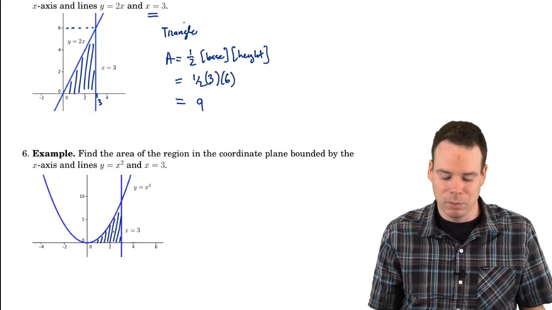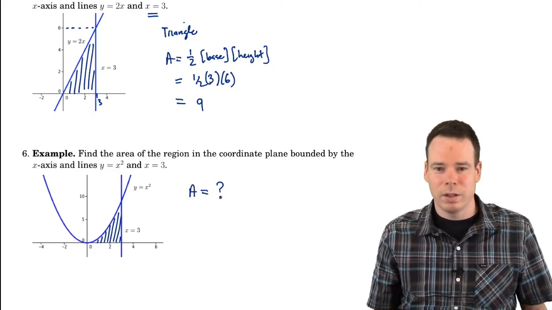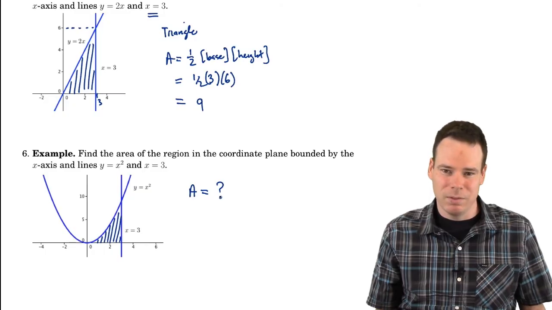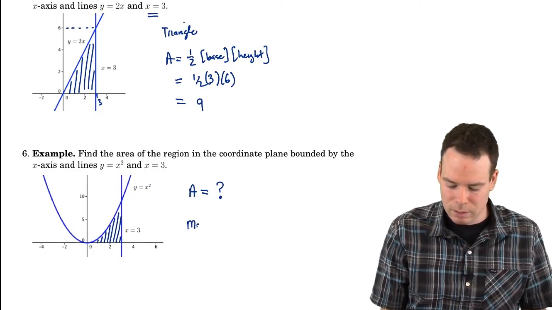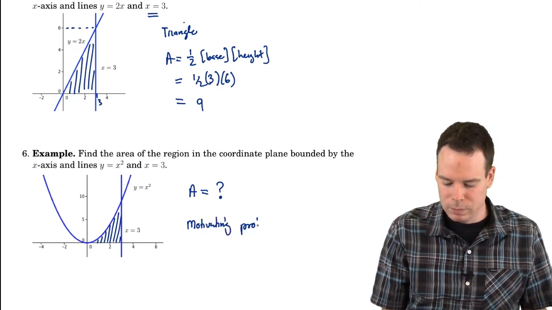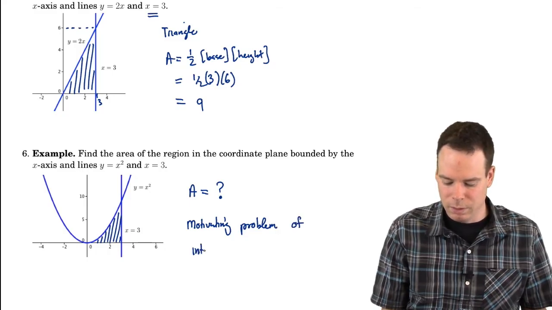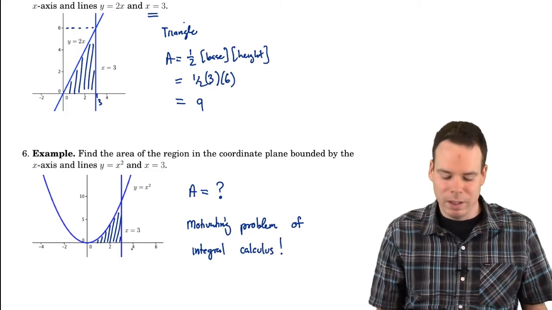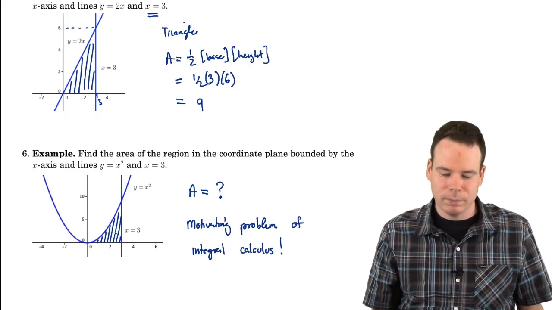I might have to do something with that. So here, we're running into a slight problem. What is the area of this region? Well, this is the motivating problem of integral calculus, of this entire course. This is our motivating problem. How do we calculate the area of a region where we've got curved sides?